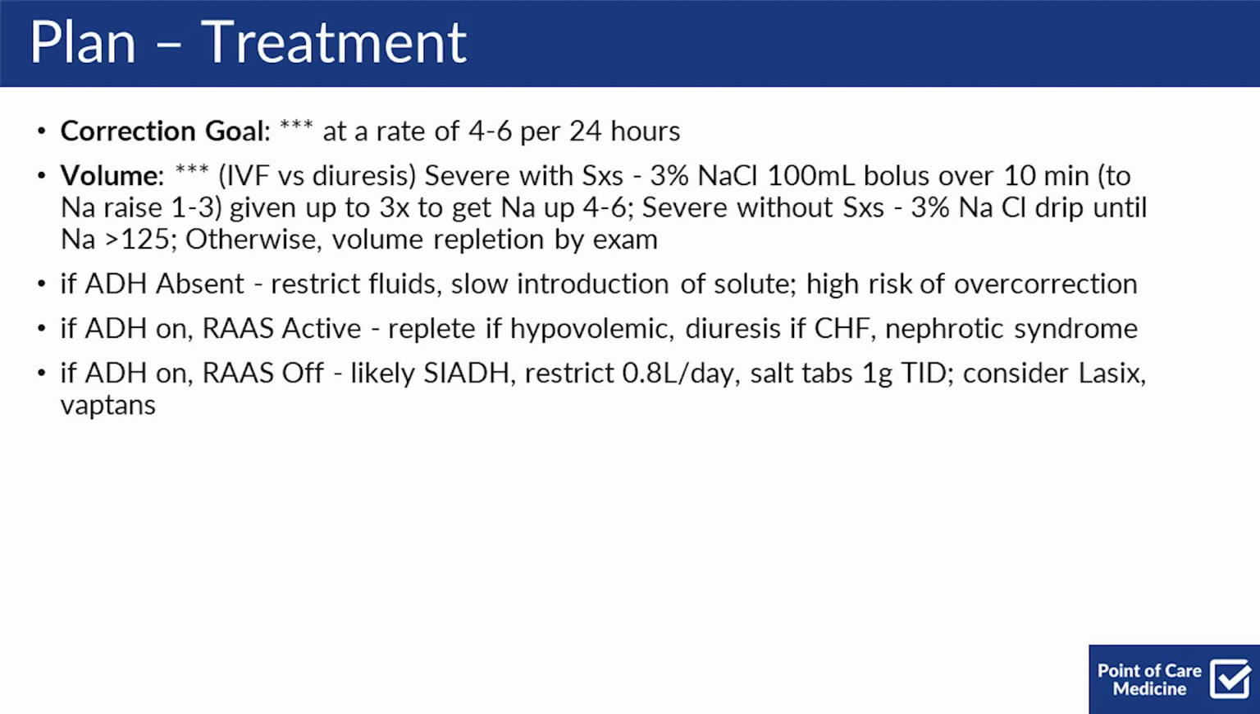If ADH is absent, you can restrict fluids and slowly introduce solute, and this is a high risk of overcorrection, so you need to be very careful. If ADH is on and RAS is active, then you should be repleting if you're hypovolemic, diuresing if you have congestive heart failure or nephrotic syndrome. If ADH is on but RAS is off, that's likely SIADH, so you can fluid restrict to 0.8 liters a day, give salt tabs up to 1 gram TID, and consider Lasix and Vaptans.